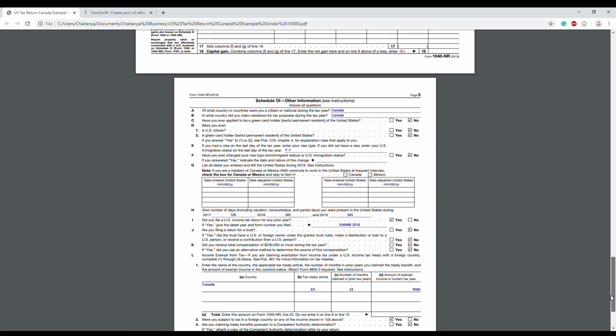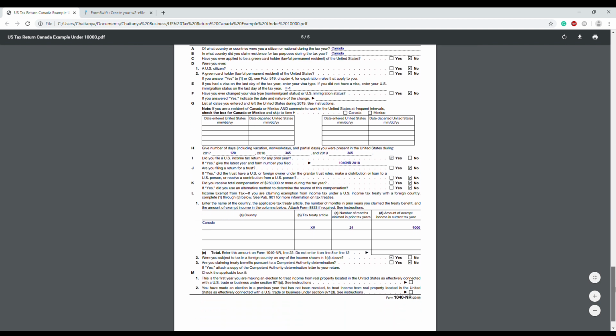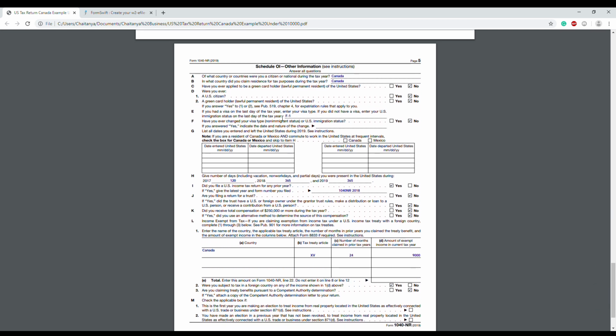We can ignore these pages as well until we get to other information. So here it says, of what country or countries were you a citizen or national during the tax year? We put Canada here, Canada here. We put no for all of these because we haven't applied for a green card. And once we've done that, if you didn't have a visa, then you have to show what type of visa you've had. And we put F1 there because we're a Canadian student that's living in the US currently.